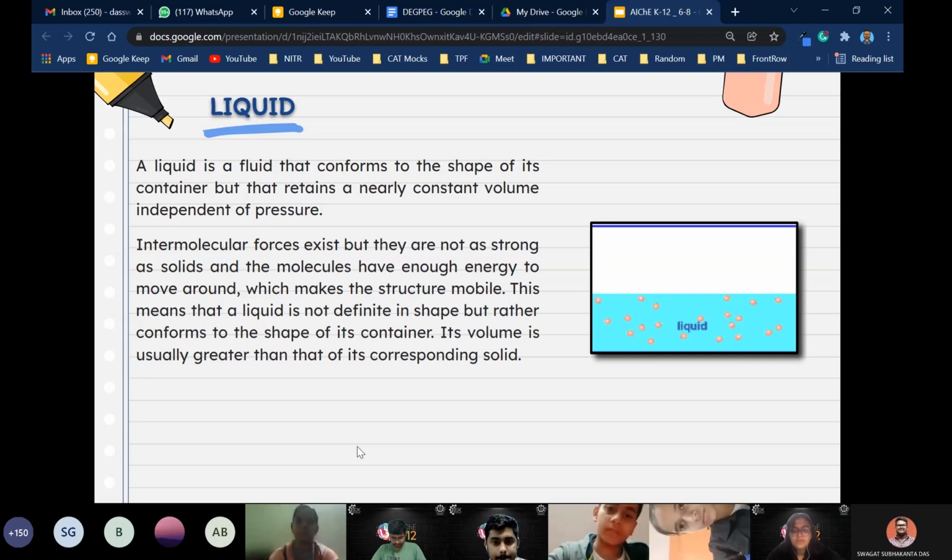It is said this because any substance which melts, its volume increases, and therefore it is said that its volume is usually greater than that of the corresponding solids. Except in the case of water, where if ice melts, then because of its anomalous property, it contracts.